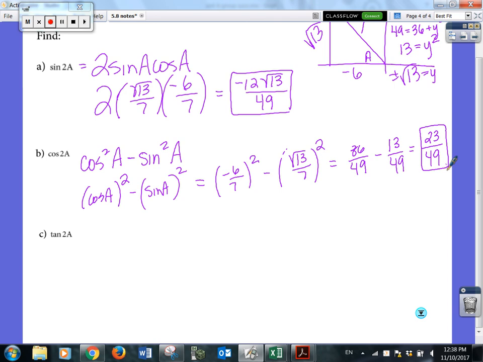So now we are subtracting, so that 49 stays 49. Here we were multiplying, 7 times 7 is 49. Here we're subtracting, so that denominator stays.